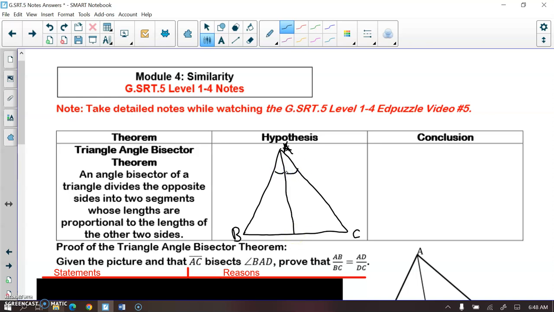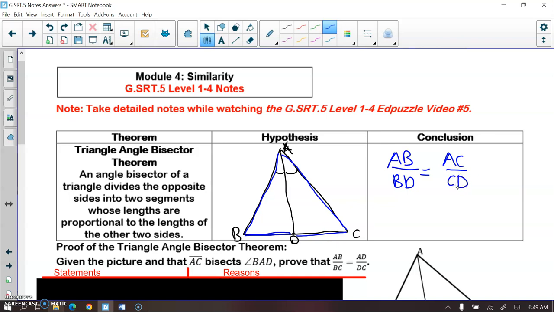Then what that does is, I'm going to call this point D, it divides the opposite side into two segments that are proportional to the lengths of the other sides. What I mean by that is if I take AB over BD, that would equal AC over CD.